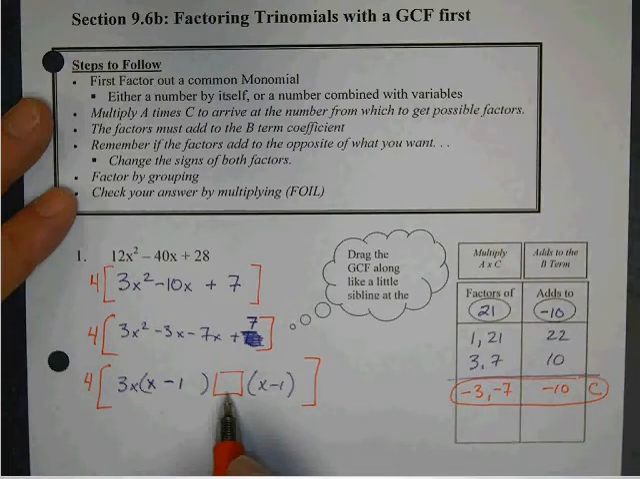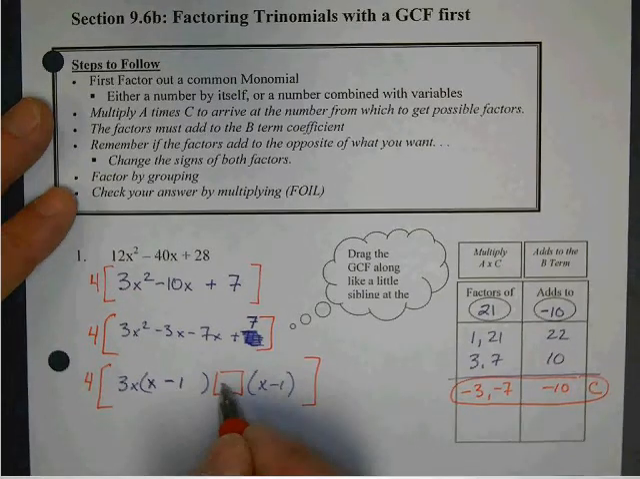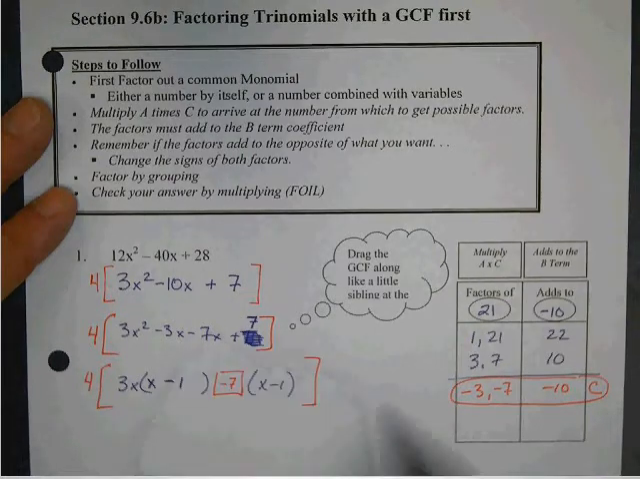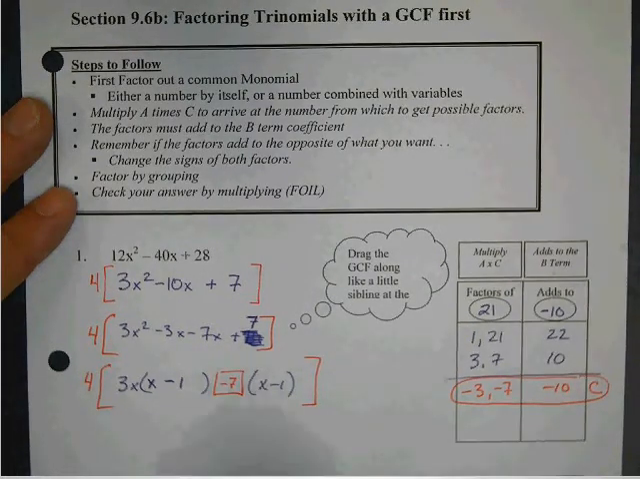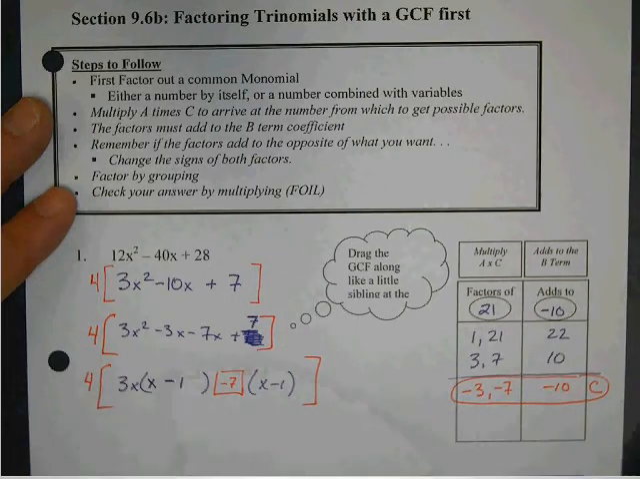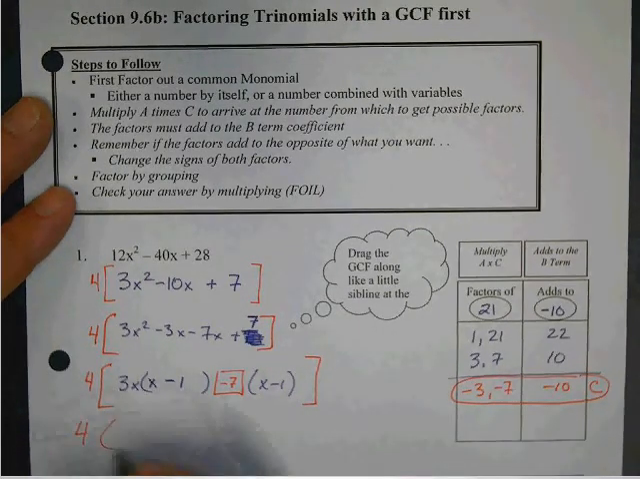7 divided by negative 1 is what? 7 divided by negative 1 is negative 7. Let's check it. What's negative 7 times x? So does it work? All right, so here we go. Before we do anything, what do we got to do? Drag the 4 down.